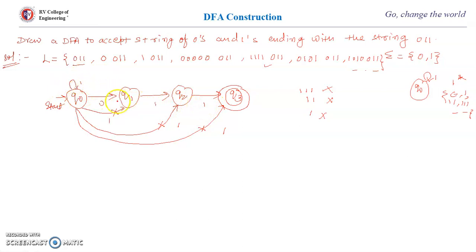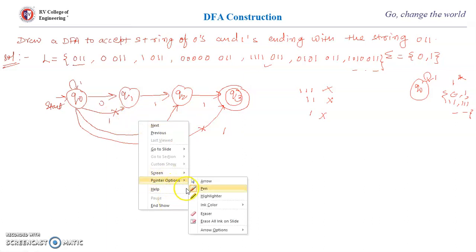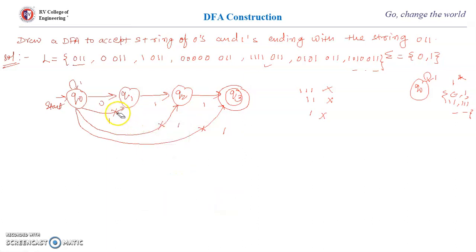So this is correct. These three are not correct, so we cannot take these transitions. That's how we first have to try and see whether we can consider a transition or not: if I consider that transition, what happens, whether it is accepting a valid string or an invalid string. If I don't consider it, what happens? All that we have to check.